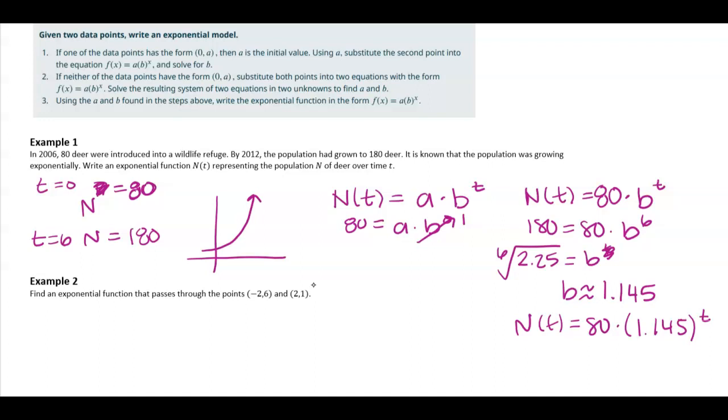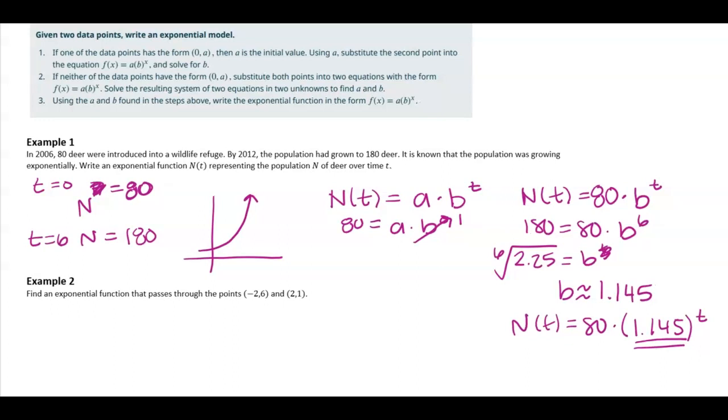Notice 80 is not raised to the power of t. That is my power of t. Now, I want to make sure that we understand the pieces that are at play here. That means that I would have a function that grows exponentially instead of decays. I know that. And my proportion of growth is going to be 1 plus whatever my growth rate is. So that means my growth rate must be about 14.5%.